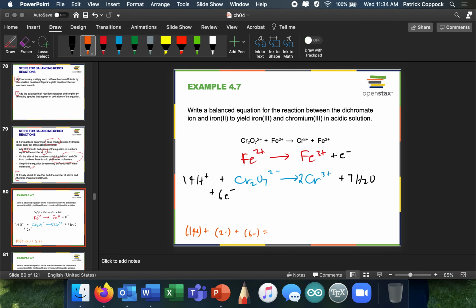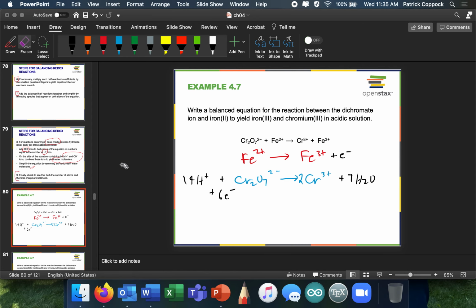Folks, I'm sorry, I can't count, right? 14 plus minus 2 gives me 12 plus minus 6 more gives me 6 pluses, right? I got 6 pluses over here and 6 pluses over here. That's correct. Let me get rid of this orange here, okay? All right, 6 pluses over here, 6 pluses over here.